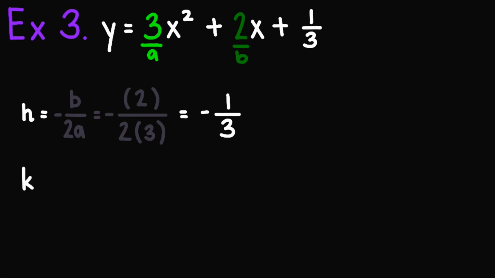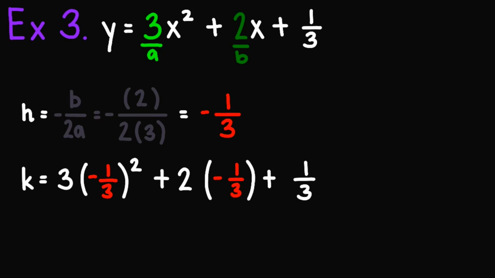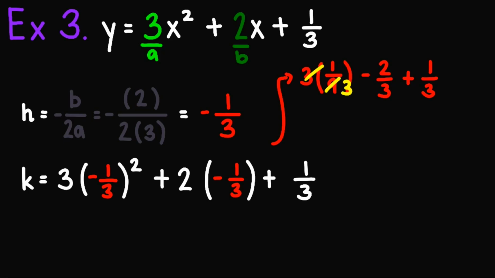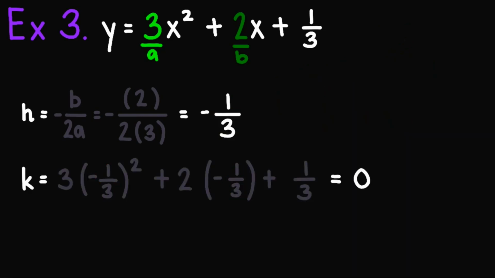Next, we obtain k. To obtain this, we use the value of h, which is negative 1 over 3, and plug it into our equation. So we'll have 3 times negative 1 over 3 squared plus 2 times negative 1 over 3 plus 1/3. This is equal to 3 times 1 over 9 minus 2 over 3 plus 1/3. Observe that 3 divided by 9 will have 3 out here. And then negative 2 over 3 plus 1/3 is equal to negative 1/3. So we'll have 1/3 minus 1/3, or when simplified is 0. So k must be 0. This is the value of our k.